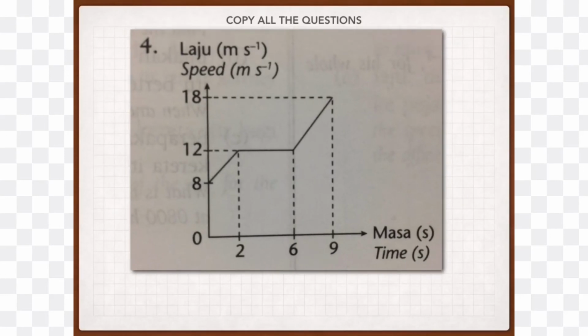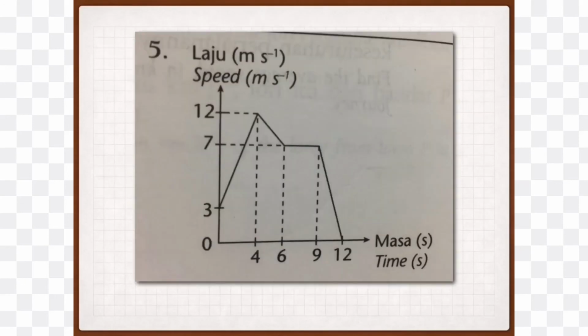This is the fourth question. The first is a trapezium, the second a rectangle, and the third will be a trapezium. So the total area will be 113 meters. This is the last question. The first shape is a trapezium, the second will be a trapezium as well, the third will be a rectangle, and lastly a triangle. If you add all the distances, you will get 80.5.